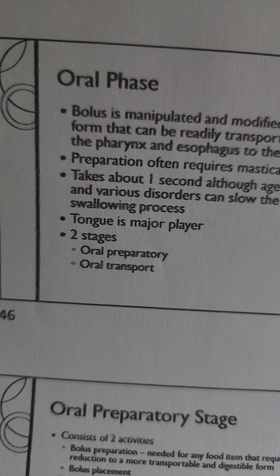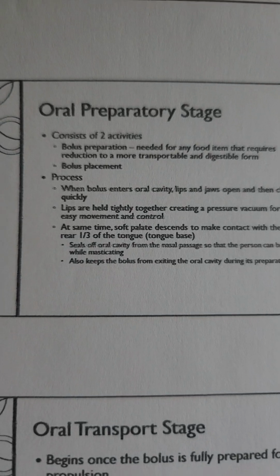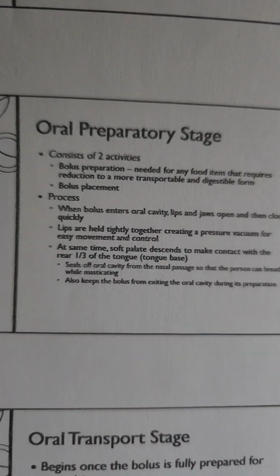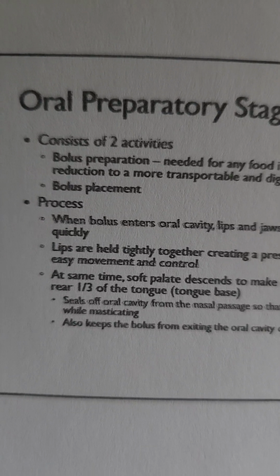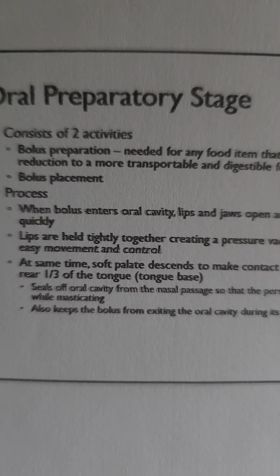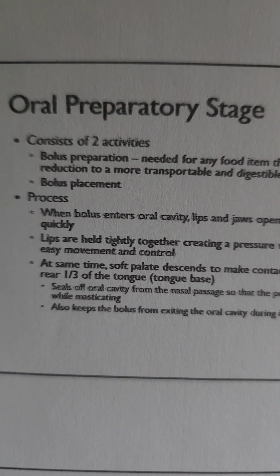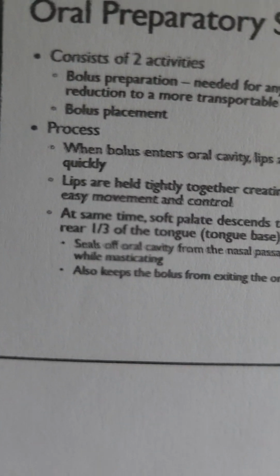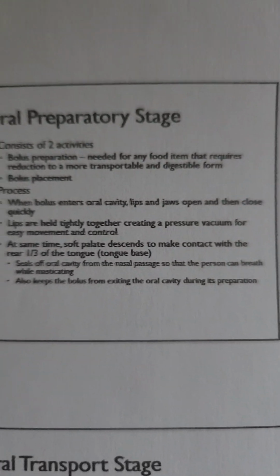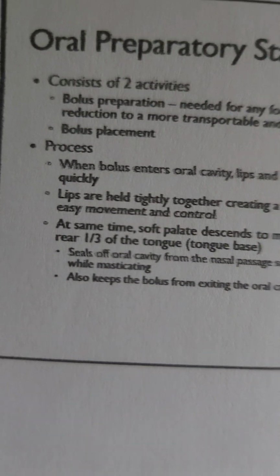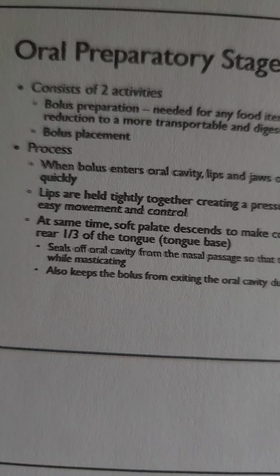The tongue is the major player. There are two stages, the oral preparatory and the oral transport. The oral preparatory stage consists of two activities: bolus preparation and bolus repositioning. Bolus preparation is needed for any food item that requires reduction to be more transportable and digestible. The process: when the bolus enters the oral cavity, lips and jaws open and then close quickly. Lips are held together tightly, creating a pressure vacuum for easy movement and control.